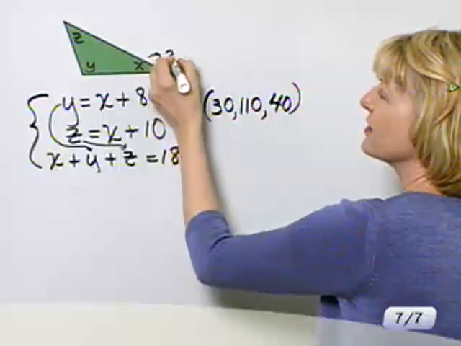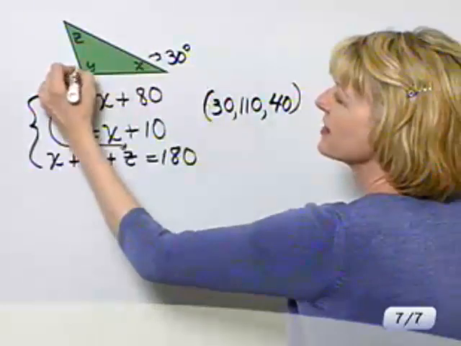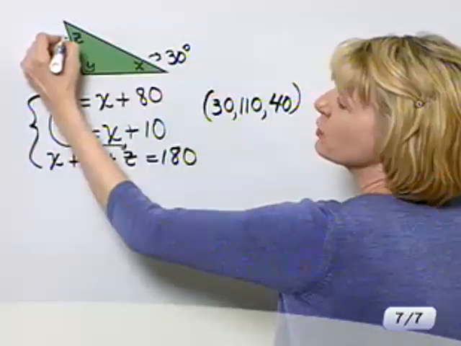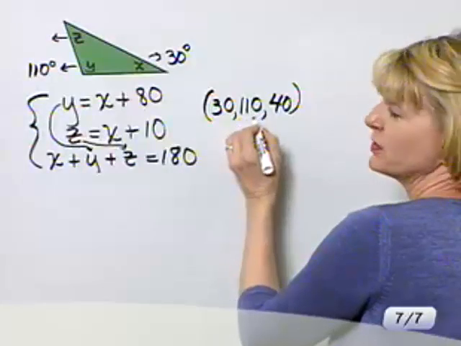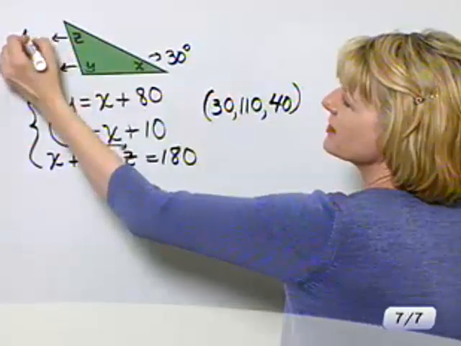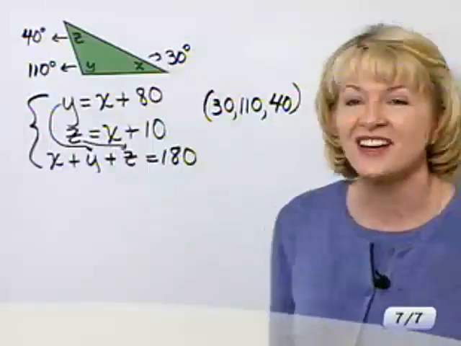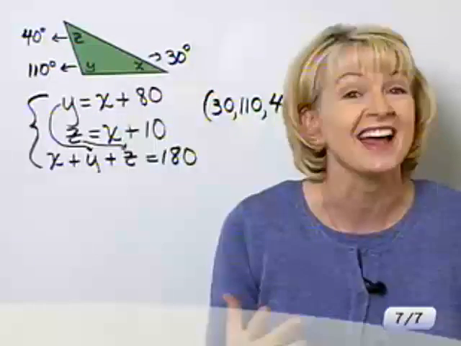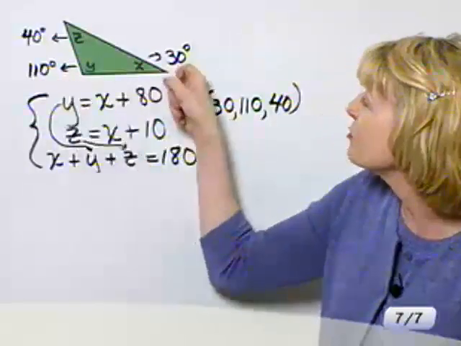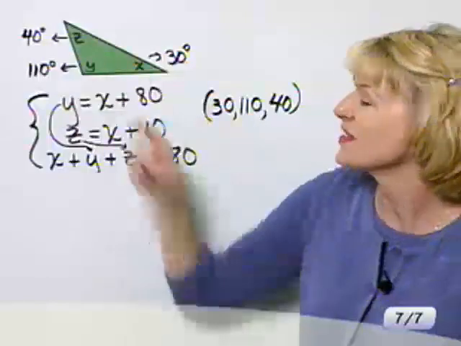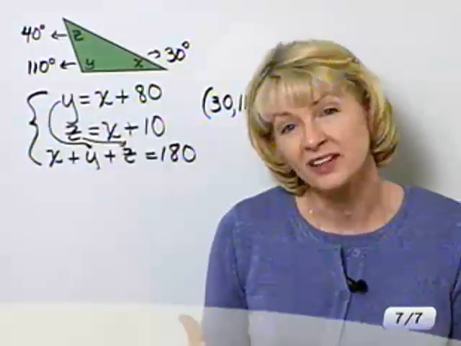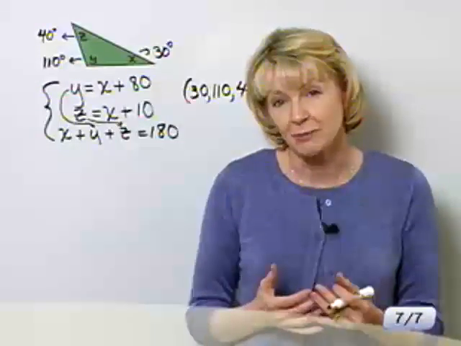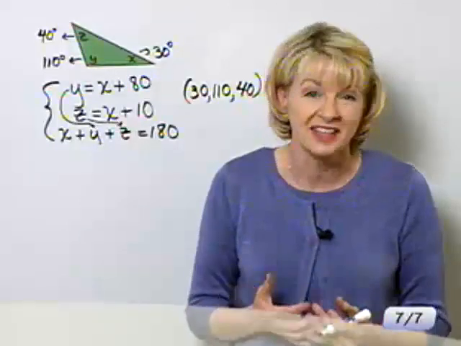So we have that this degree measure is 30 degrees, this is 110 degrees, and this is, and by the way, what am I doing right now? I am interpreting this solution, and this is 40 degrees. How can you check? You can check by finding the sum of these 3 numbers. It should be 180, and it is. Seeing that this is 80 more than this, and this is 10 more than this, it is. So we are correct, and we have found our solution. At this time, practice modeling applications with systems of linear equations.